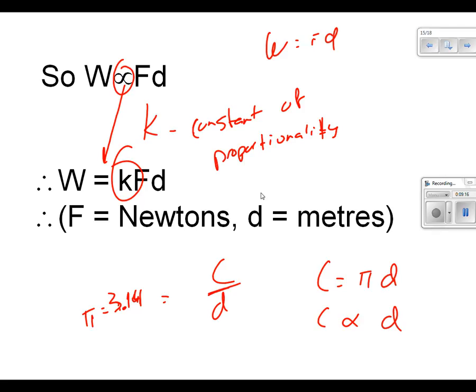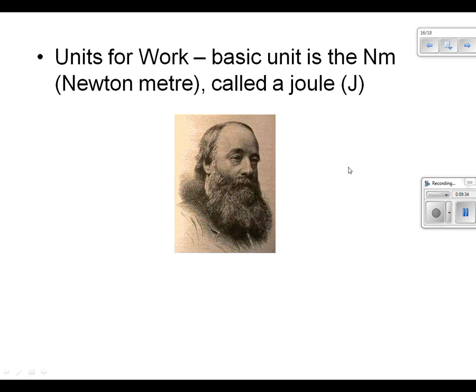We set the K equal to 1. Why did we set the K equal to 1? Because it's easy. Why would I want to make it some crazy number? Why would I make it 6.47? It doesn't make any sense. So we just set the value of K equal to 1. In other words, the K doesn't even exist. So the basic unit for work is called the Newton meter, which we know as the joule.